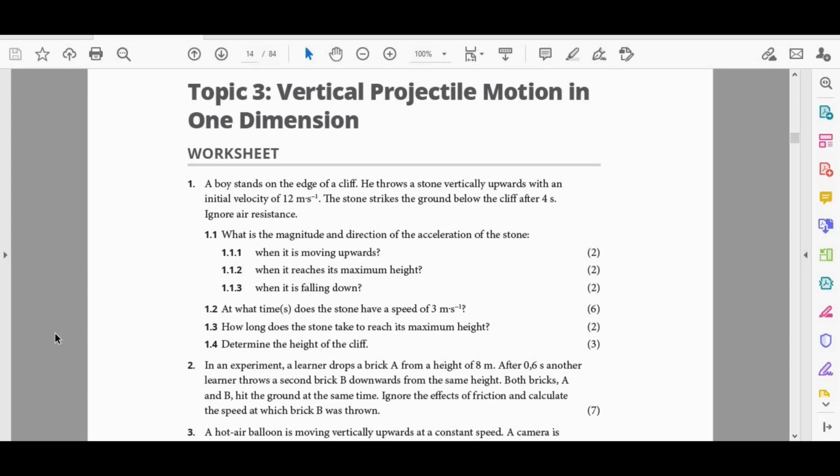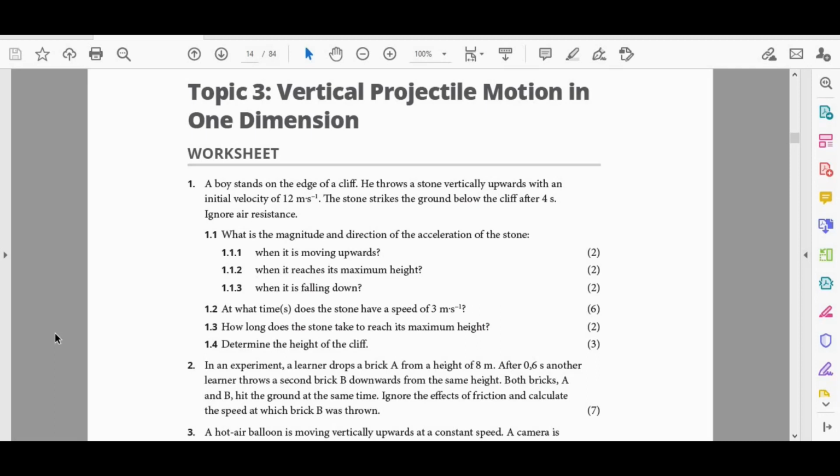So after we've just gone through graphs now, we should already know the graph for this type of motion if we are required to draw it. If we are, but I doubt we will be. Question 1, what is the magnitude and direction of the acceleration of the stone when it's moving upward, when it reaches maximum height, and when it is falling down? Alright, 2 marks each. I guarantee you they'll all have the same answer.